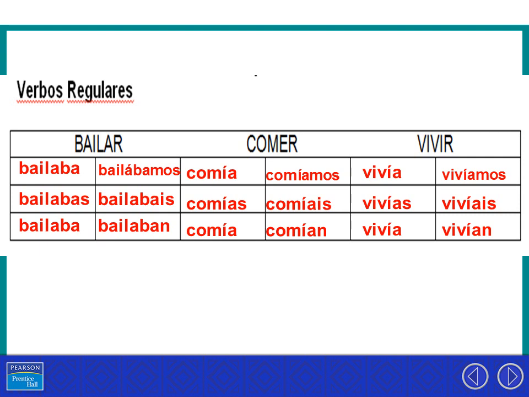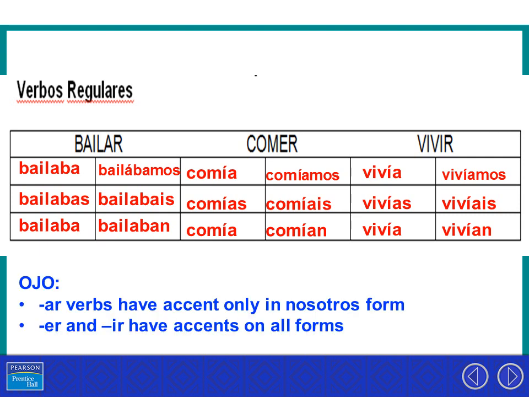Yes, and accents on all of those I's in the endings. Don't forget those when you copy these down. Right, so the key is AR verbs only have the accent in nosotros. ER and IR have them in every single form. So that's it. Those are your AR endings and your ER and IR endings. So easy, kids, okay? Gosh, this is almost fun, but do you think there's any irregulars?